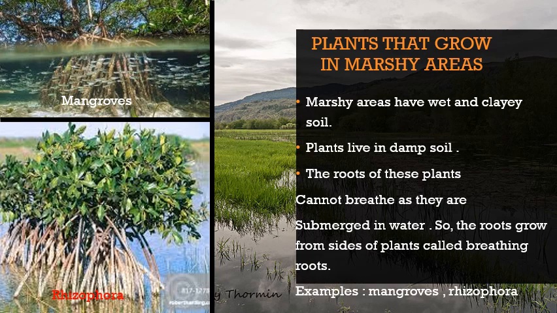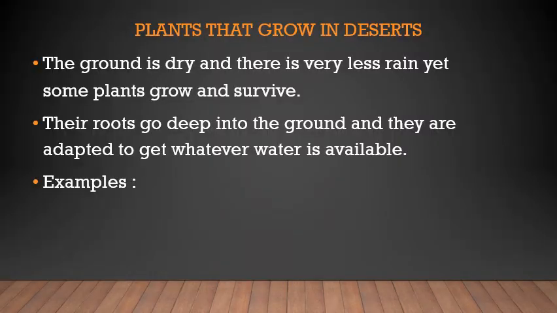And you need to understand what the breathing roots are. Breathing roots means they are special roots because they are underwater. They are called the breathing roots. Next are the plants that grow in desert areas. Now, as you all know, desert is a place where there is very less rain. The ground is dry and there is very less rain, yet some plants grow and survive.